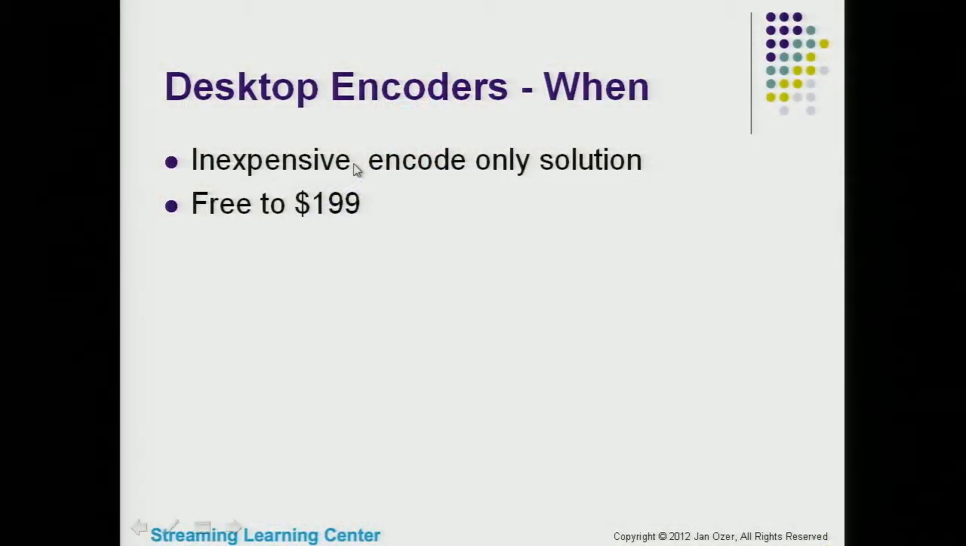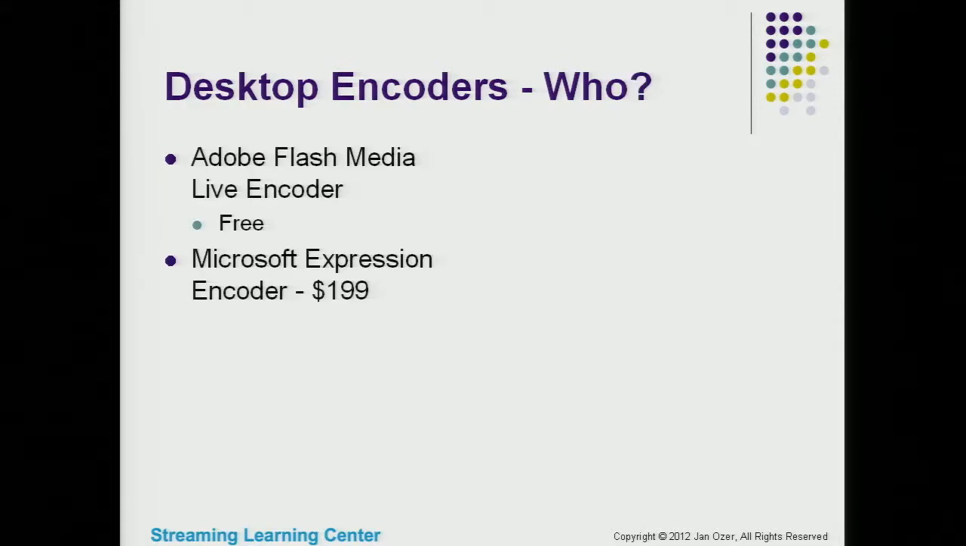Okay, so that gets us into the desktop encoders category, and this is basically if you're just starting out and you want to create a live event, you don't want to spend a lot of money. There's basically 2 alternatives in this category. You've got the Adobe Flash Media Live Encoder, that's free, runs on both Mac and Windows, and then you've got Microsoft Expression Encoder. Really, it comes down to this. If you're producing a Flash event, you've got to use the Adobe Flash Media Live Encoder. If you're producing a Silverlight event, you've got to use the Microsoft Expression Encoder. So those are the 2 options in that class.